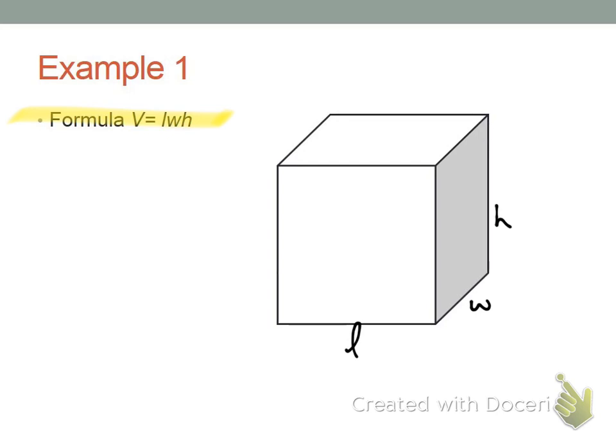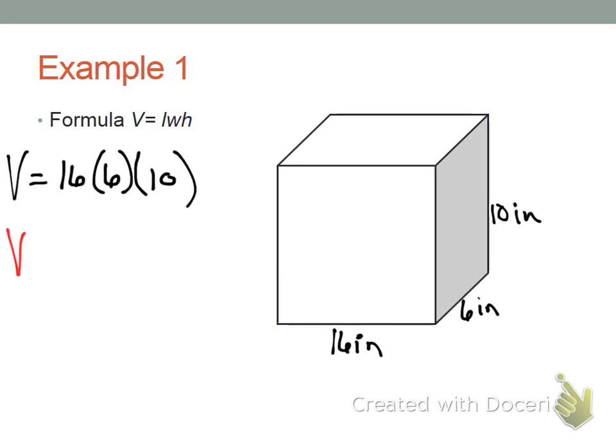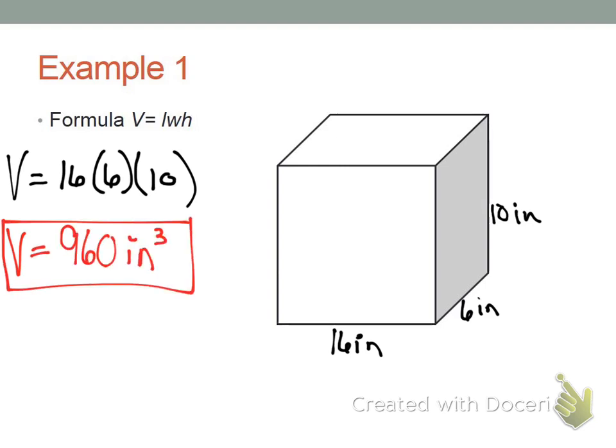And then the first problem that we're solving has these dimensions: 16 inches long, 6 inches wide, 10 inches high. And we just make our substitutions straight into the formula. And guys, it's as easy as multiplying. Literally, you just multiply. 16 times 6 times 10. And what did you get? 960 inches cubed. And we cube it when it's volume because it's three-dimensional, it's how much it can actually hold.